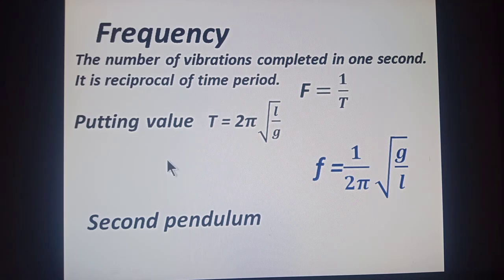So students, this is all about the simple pendulum. I hope it is clear.